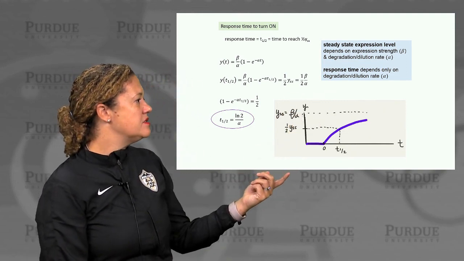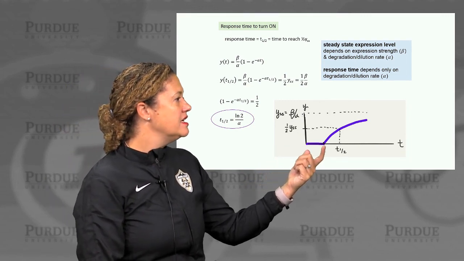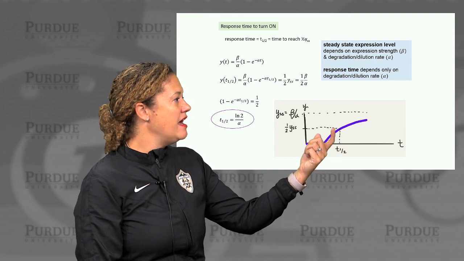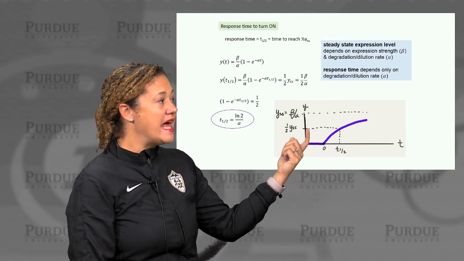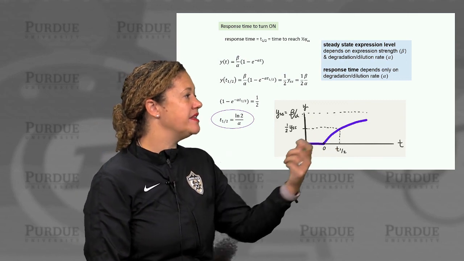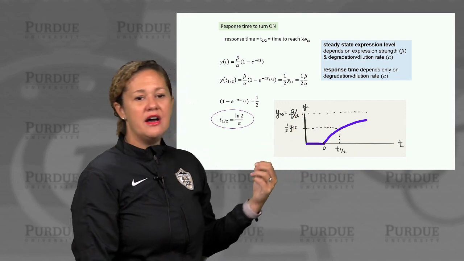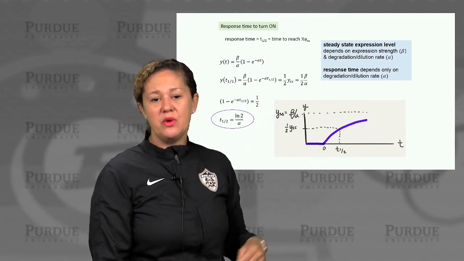So now we can summarize this here, where we've got Y turning on. At time t1/2, we'll reach half of our steady state value, so alpha determines how quickly we get there, and beta over alpha determines our steady state level, how high a level we get to.